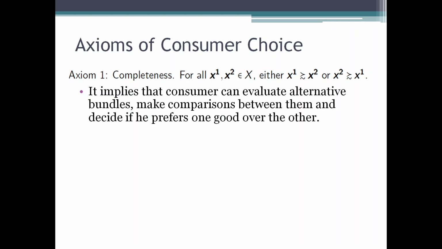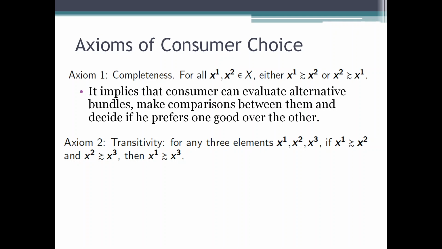But till then, all we need to know from the completeness axiom is that according to this assumption, a consumer is rational enough, wise enough, to evaluate the alternative, the various bundles that he faces, to make a comparison between them, and to determine and decide which commodity is preferred over the other.